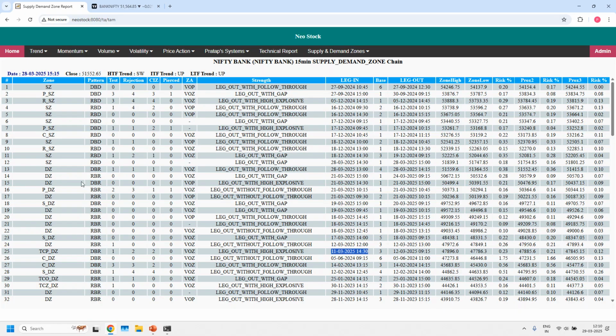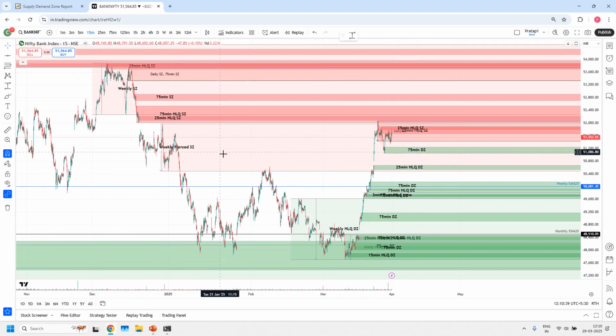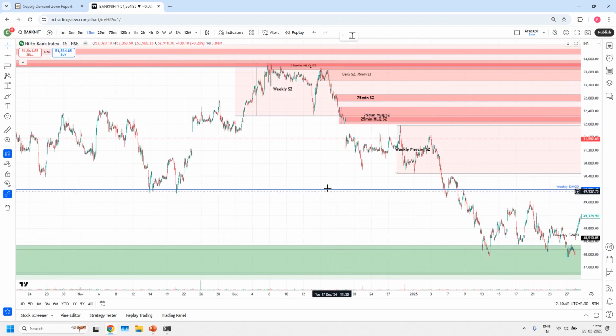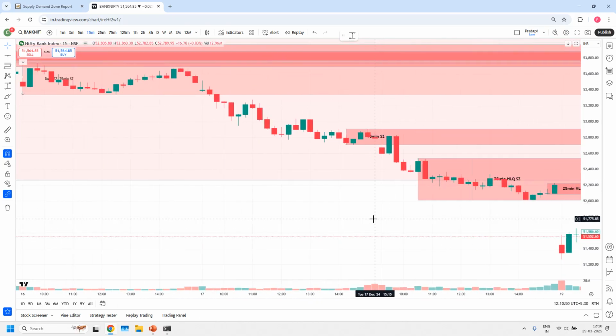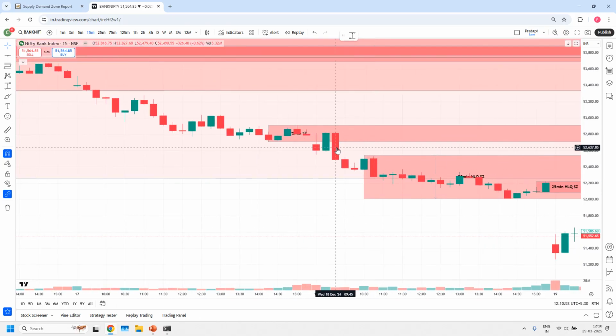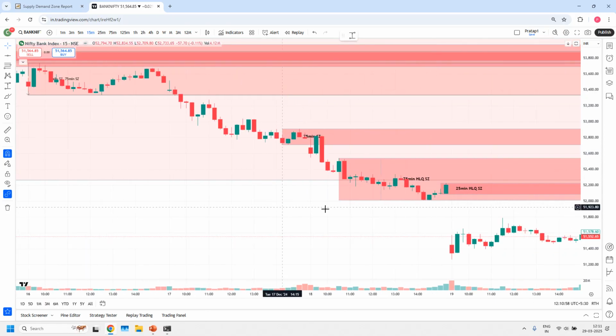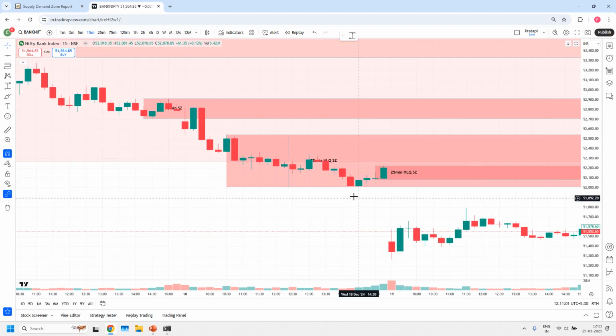These are the demand zones. What about supply zones? 15 minutes. 10th one is the high liquidity 15 minute supply zone. This is 18, 12, 13 hours. 18, 12, 13 hours means somewhere here.